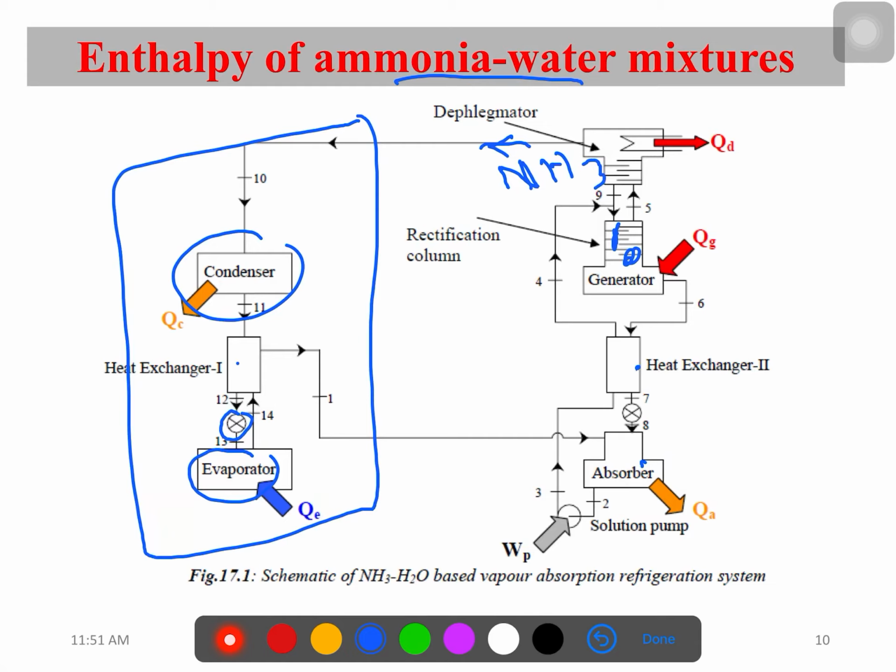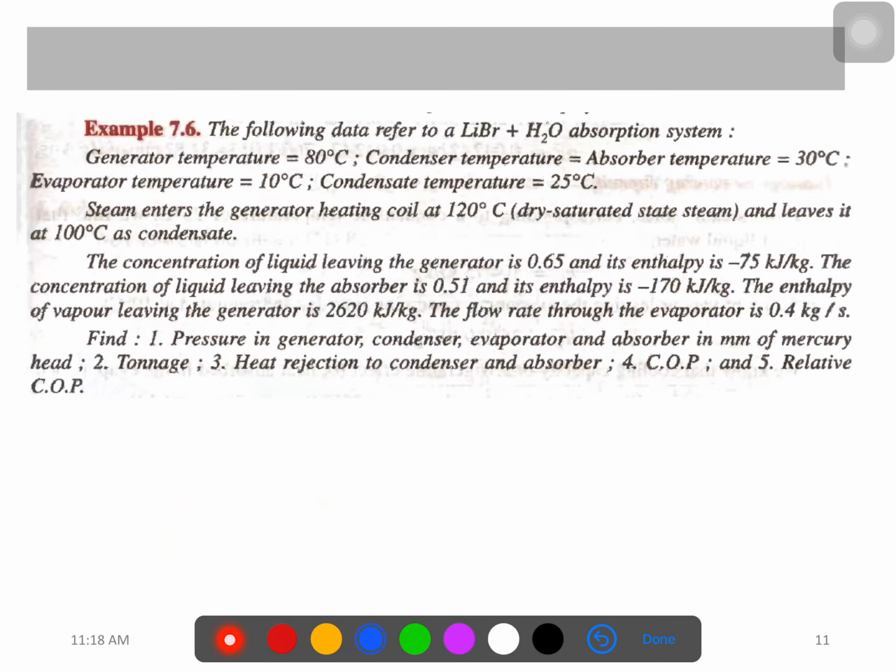So up to this we discussed the vapor absorption system. Next we can discuss one numerical problem on this. This is about the lithium bromide water absorption system. Here you can see generator temperature is given to you, 80 degree centigrade, absorber temperature is given to you which is 30 degree centigrade, evaporator temperature 10 degree is given to you, condenser temperature is given to you 25 degree centigrade. So these temperatures are given to you, and here you can see this steam enters the generator. So heat कहाँ से आ रही है generator में?